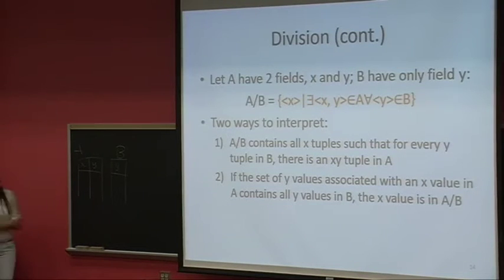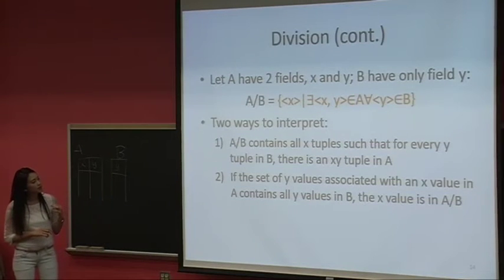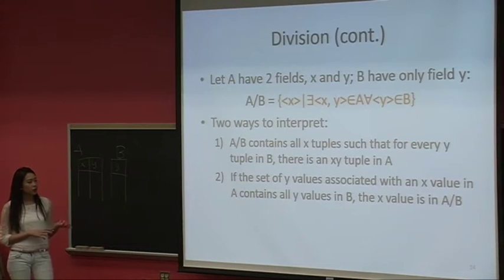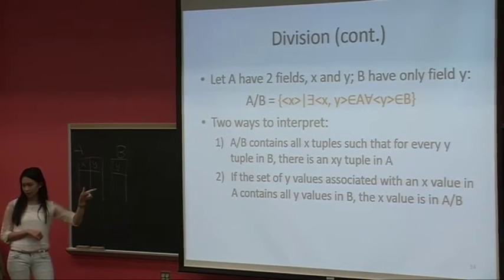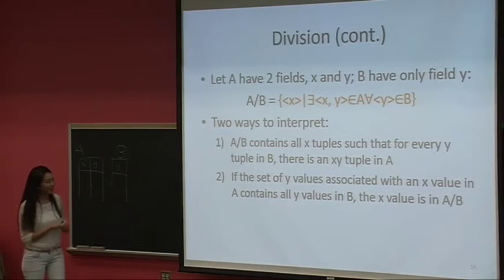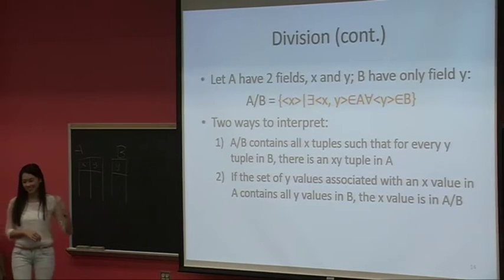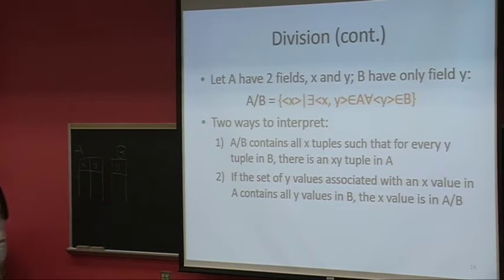There are two ways to interpret that. The first way is similar to what I just said. A taking a division on B: the result contains all the x tuples such that for every y tuple in B, there is an xy tuple in A. The second one: if the set of y values associated with an x value in A contains all y values in B, then the x value is in A divided by B.